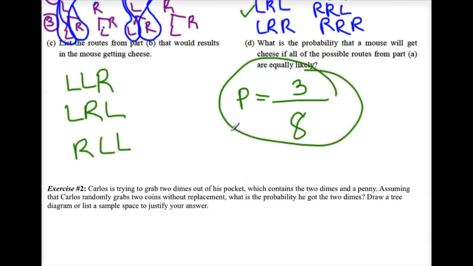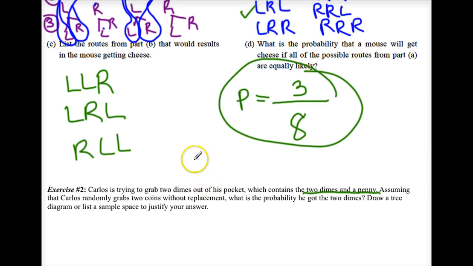Now it says Carlos is trying to grab 2 dimes out of his pocket, which contains 2 dimes and a penny. So he has 2 dimes and a penny. Assuming Carlos randomly grabbed 2 coins without replacement, what is the probability that he'll get 2 dimes? So this is his pocket. What does he have? He has three choices. He gets a dime, let's call it dime 1, dime 2, and a penny.